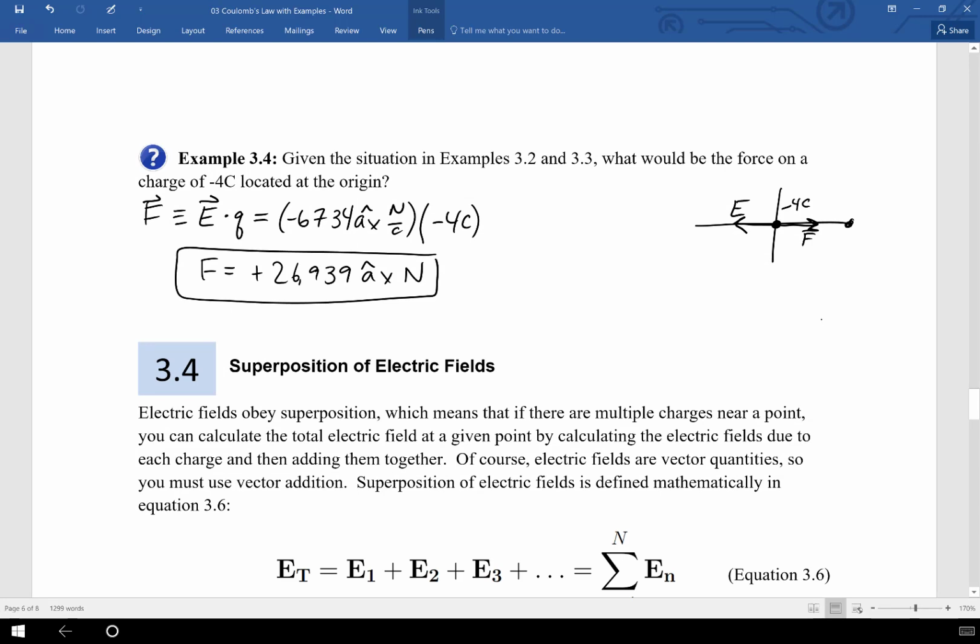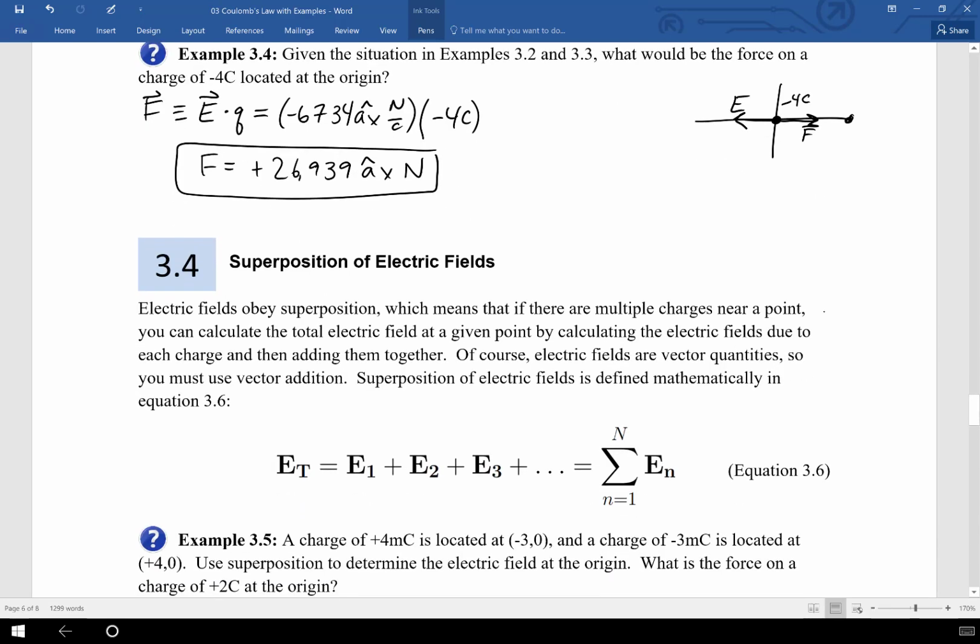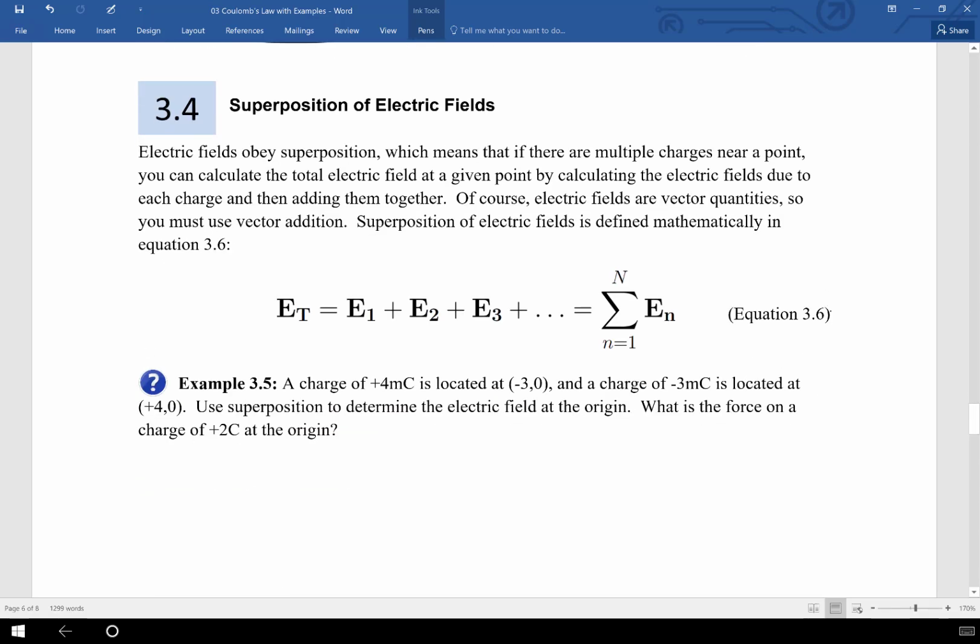One of the most useful things about electric fields is that they obey superposition. And you've seen superposition in circuits for sure. Superposition in electric fields is basically the same. Calculate the electric field due to each point, add them up, and that will give you the total electric field.